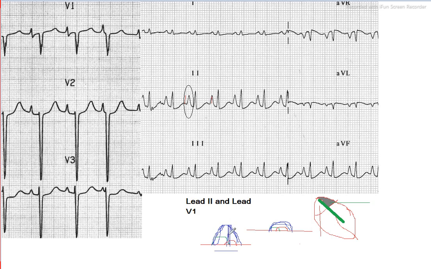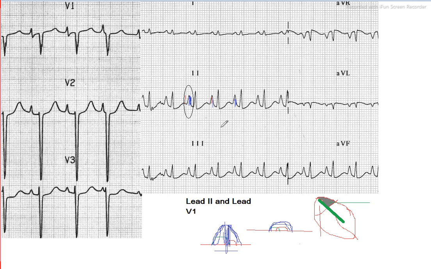When you look at the height of the P wave here, it will be greater than 2.5 small square boxes. It is occupying 3 small square boxes. Again here you see it is a peaked P wave in lead 2. So rather than this distance, look at the height, and when it is greater than 2.5 small square boxes, it may be because of right atrial enlargement.